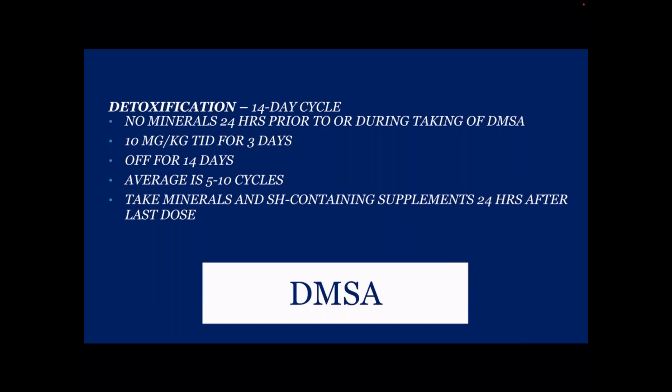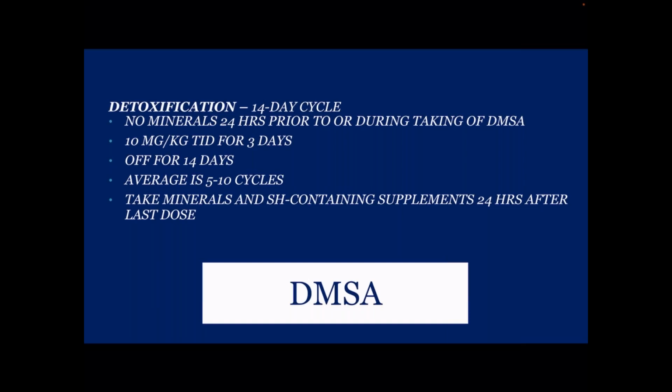I use a 14-day cycle. I don't do any minerals 24 hours prior to or during the taking of DMSA. And I do have to admit, most of the time I forget to tell the patient that, but you should, since I'm teaching it to you. The dose is 10 milligrams per kilo TID for 3 days. So if someone is the typical 70 kilos, 10 times 70 is 700 milligrams, which you want to give in divided doses. So maybe you want to give 250, 250, 250. You're over 50. That's okay. But that's the way you do it.